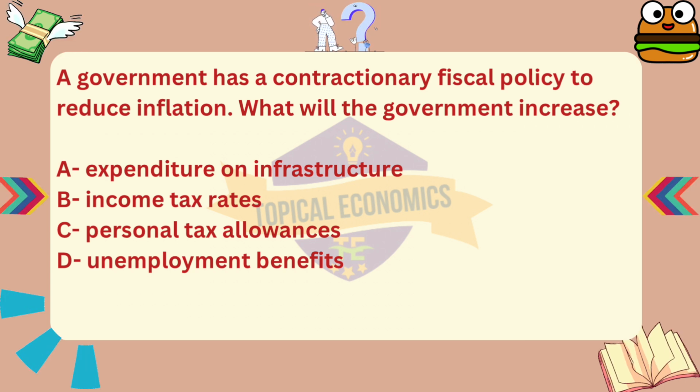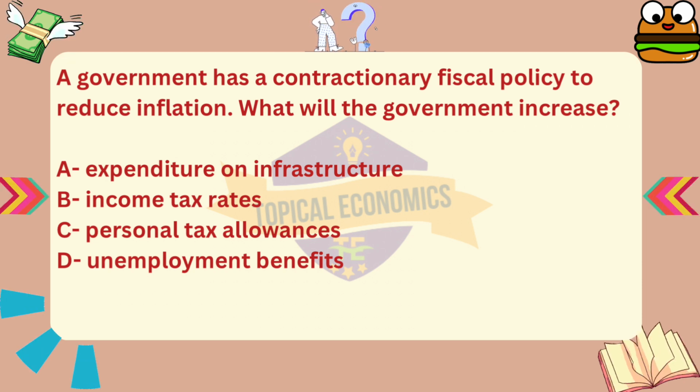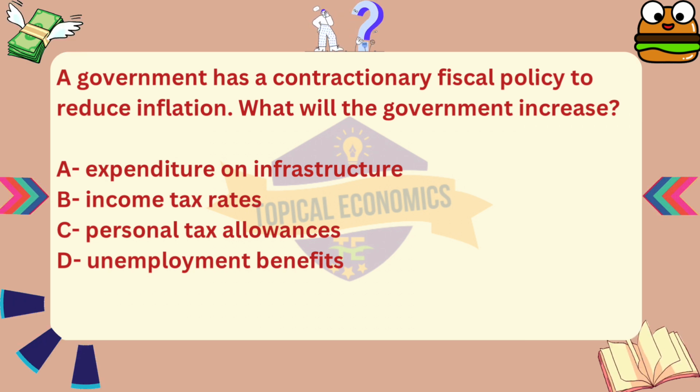By raising taxes, particularly income taxes, the government reduces the disposable income of individuals and businesses, leading to less spending and investment, which helps to cool down inflationary pressures. Analyzing the other options. Option A, expenditure on infrastructure, is a form of expansionary fiscal policy, as increased government spending on infrastructure stimulates demand and economic growth. This would not be used to reduce inflation.